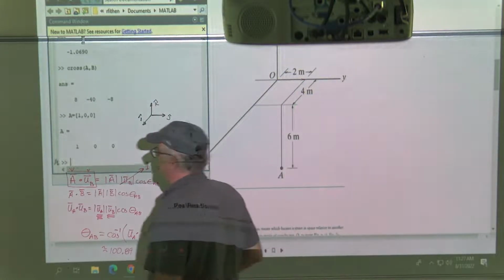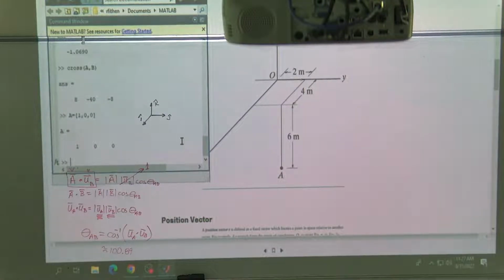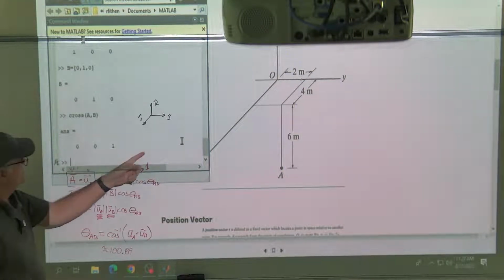And so I'm doing the cross product. So now I'm going to do B. Did I type it yet? No. So there's B. Well, B just runs along that one. Now I'm going to do this: cross A. Did I just do a capitalized? No, yeah, there we go. So the answer is it goes along the K.